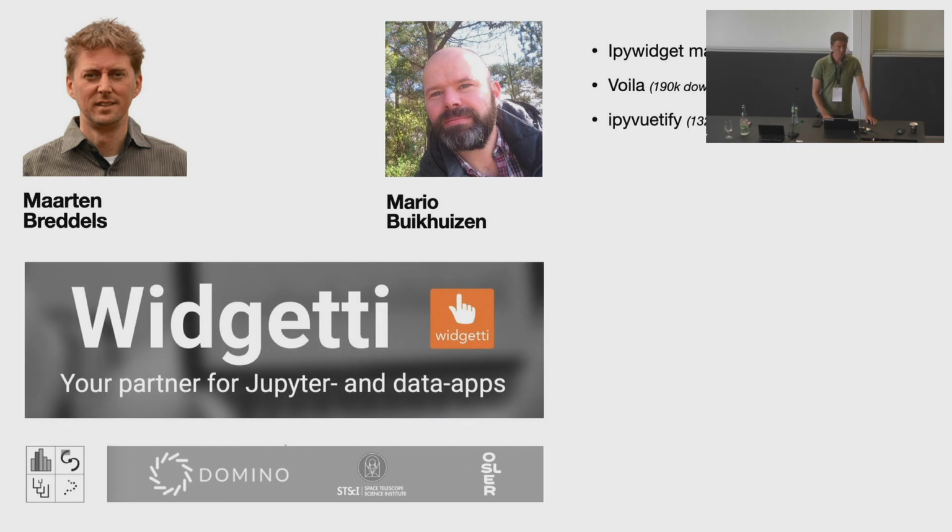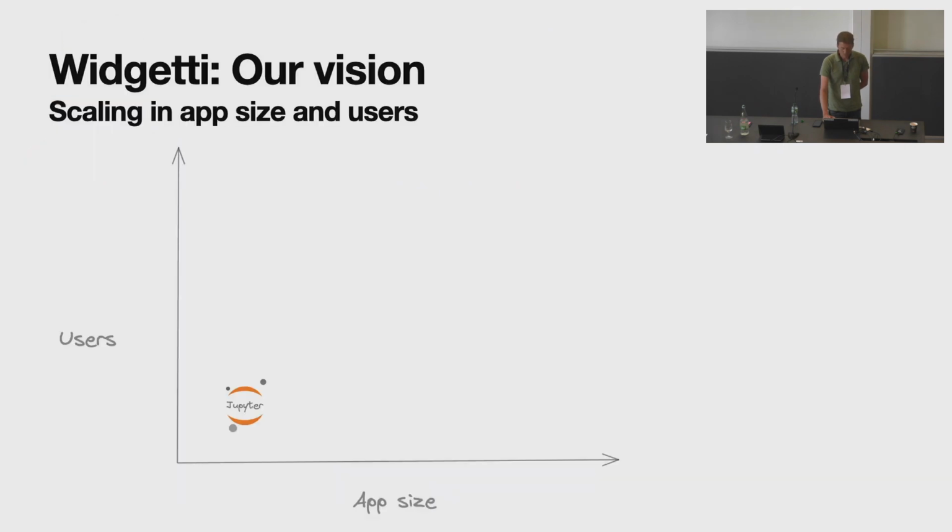So we've been doing this successfully for a few years, and now we started our company, Widgety, and our vision is, in a lot of cases, people start with a small prototype in the Jupyter Notebook, like single user, a really small app, but they want to grow to the upper right corner. They want to grow the app in complexity, with more features, and expose this, often internally, to many more users. So we want to go to this upper right corner, and we want to make this as smooth as possible.